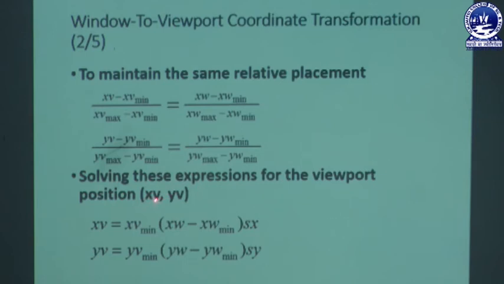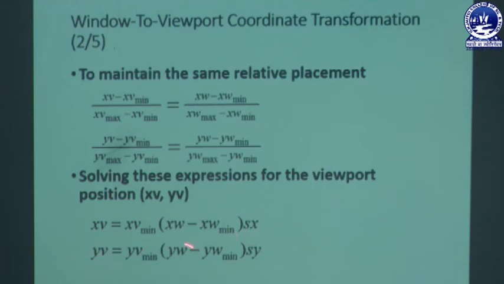That means the viewport is to be calculated by using two coordinate points, one in the x direction and another one in the y direction. The x direction is to be calculated by using cross multiplication. The formula is xv minimum into xw minus xw minimum into sx. Sx here is the particular scaling factor of the x value, through which the x is to be expanded or compressed.